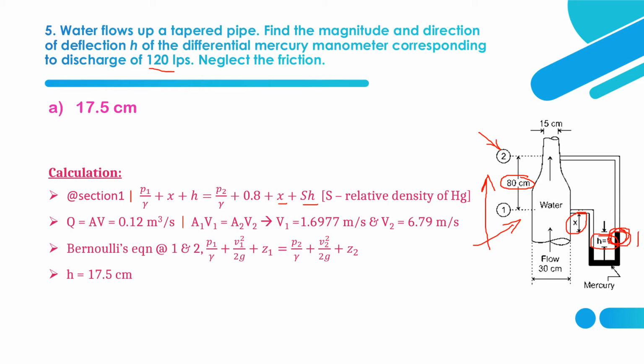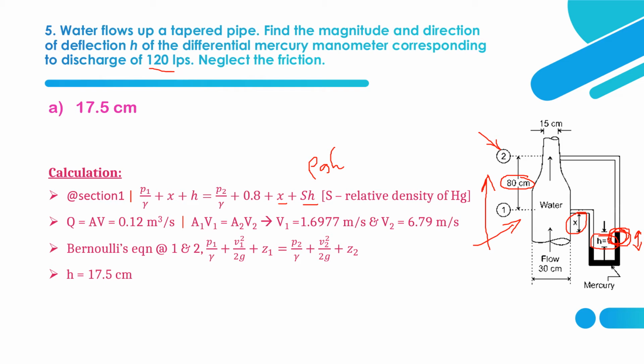What is sh? You can see here the diagram. This is the sh. Actually this is h into, we have to multiply s, so we can get this as rho g h pressure. S is the relative density of mercury, that is nothing but having specific gravity of 13.6. This is the general equation based on Bernoulli's theorem.